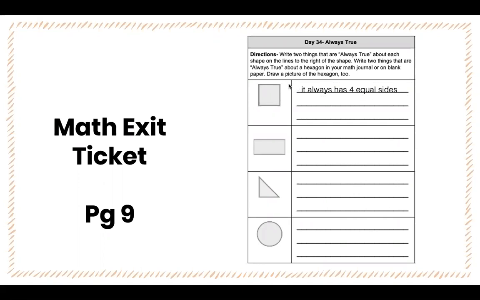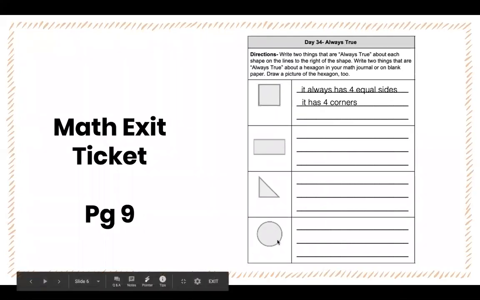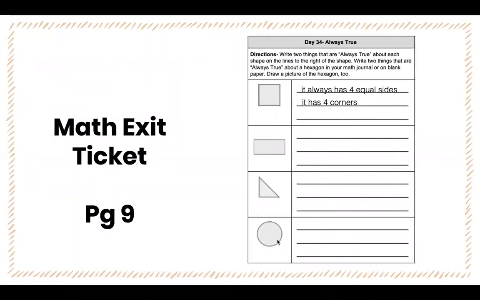Another thing that's always true about a square is that it has 4 corners. Oops, I typed the wrong thing. It has 4 corners. These do not need to be in complete sentences. You are just jotting down your ideas. You need 2 things that are always true about each shape. So 2 things that are true about a square that I've already given you, 2 things that are true about rectangles, triangles, and circles.